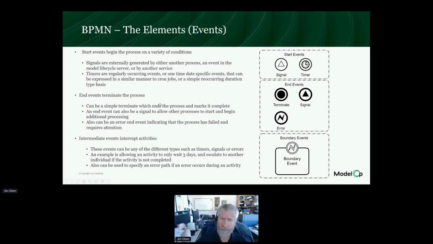And at the other end of the spectrum, literally, are the end events. Those actually terminate the process. You can do a simple termination, which is what you'll see the most. That means the process has been completed and will be marked as closed, and we will save that information. So again, we can refer back to what actually occurred on that individual model. It could also start another process by ending and signaling another entity to get going as well.